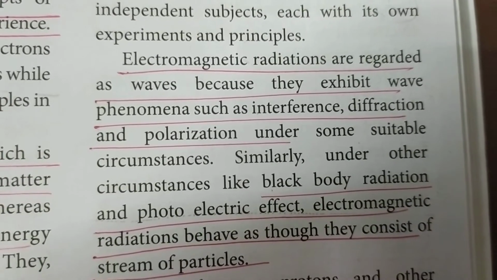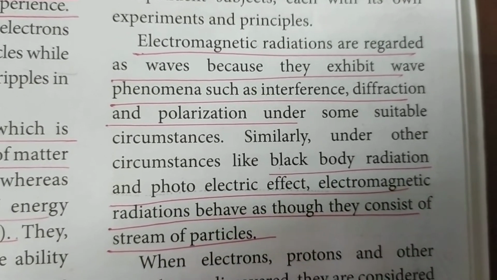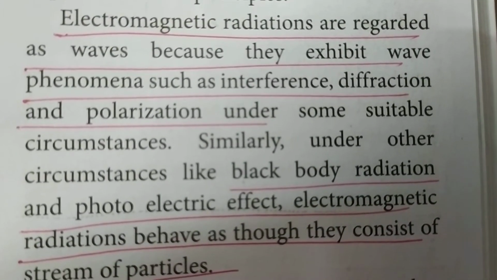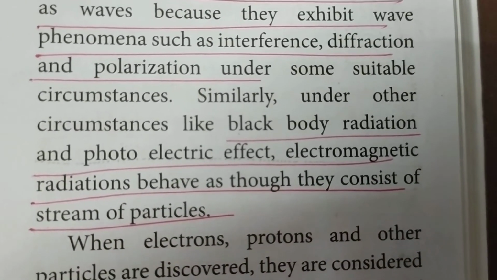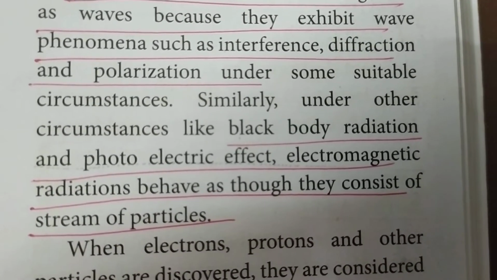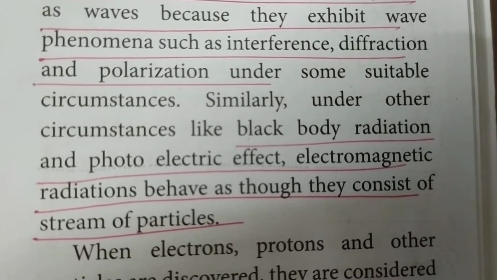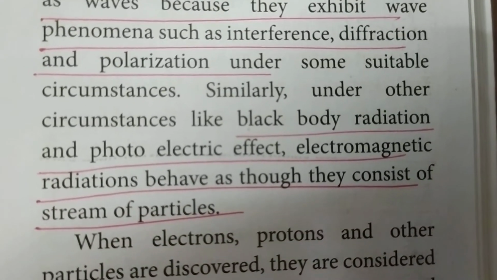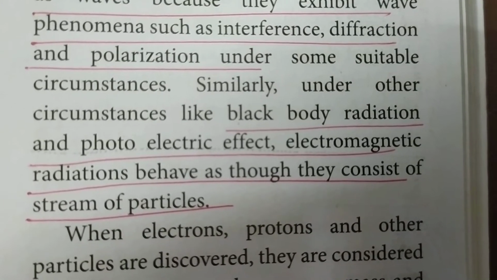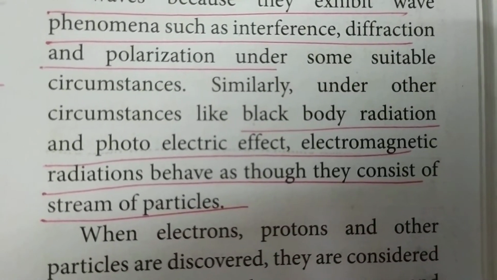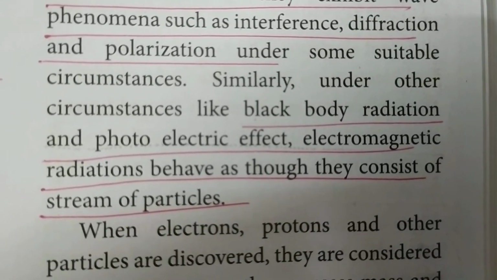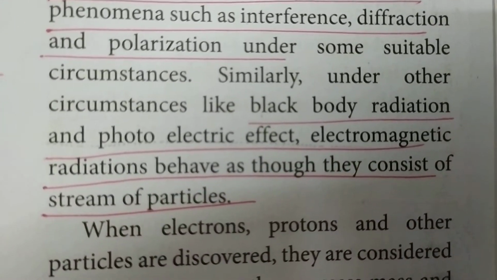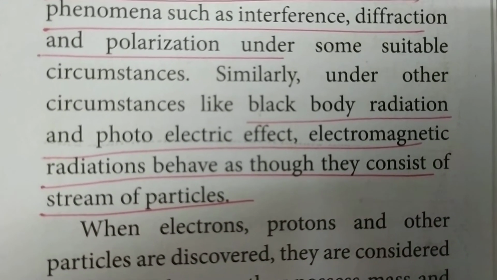Electromagnetic radiations, which we have already studied, exhibit phenomena such as interference, diffraction and polarization. Whereas other phenomena like black body radiation, where a black body will absorb and emit, and the photoelectric effect, show that electromagnetic radiations behave as particles. So interference, diffraction and polarization are properties of waves, whereas the photoelectric effect and black body radiation are properties of particles.